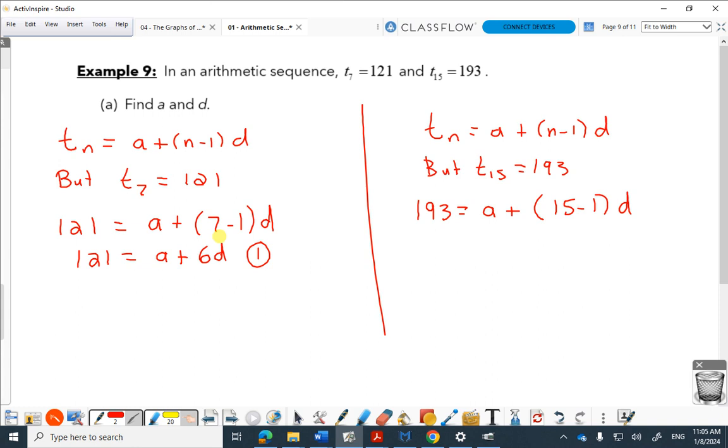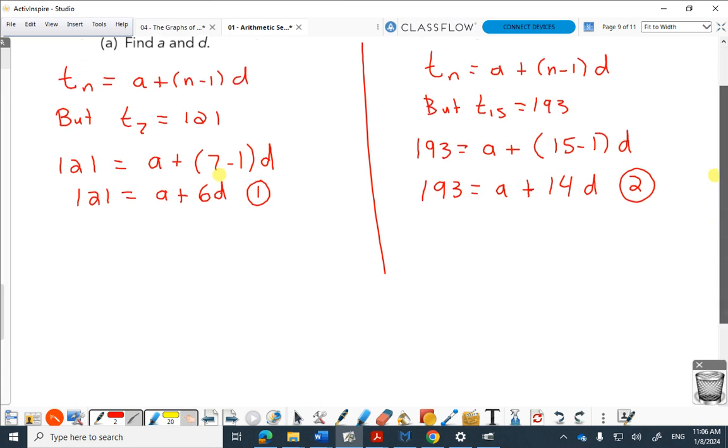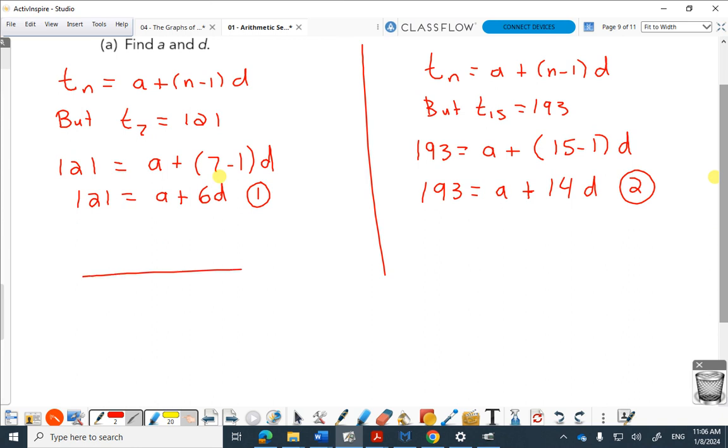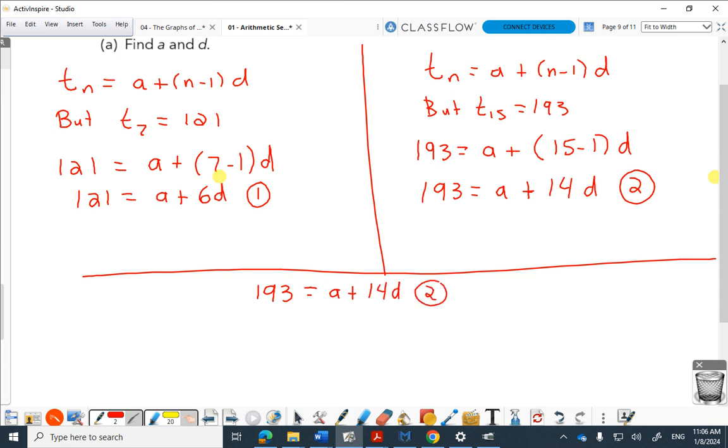And I get 193 equals A plus 14D. What's really scary about this? What's the problem here? Two variables. No panic, though. I'm going to write them over top of each other. And hopefully, and write the first equation, 193 equals A plus 14D. That was technically equation 2. 121 equals A plus 6D.